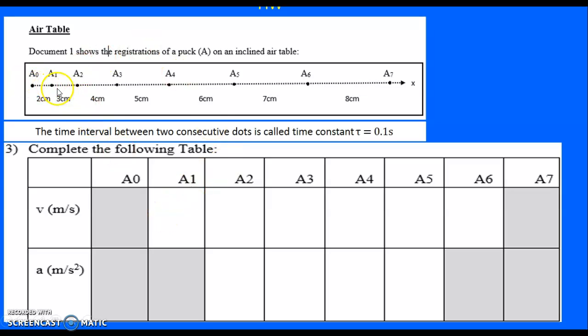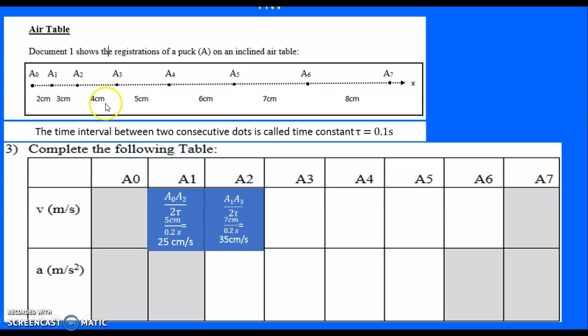Now for A1 we have enough information before and after, so it is the distance A0A2 over 2 tau, and it's 5 centimeters over 0.2 seconds, because the time from A0 to A2 is 2 tau. That is 25 centimeters per second. Similarly for A2, it is A1A3 over 2 tau, which is 7 centimeters over 0.2 seconds, equals 35 centimeters per second.